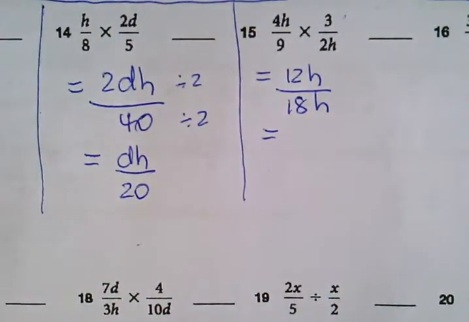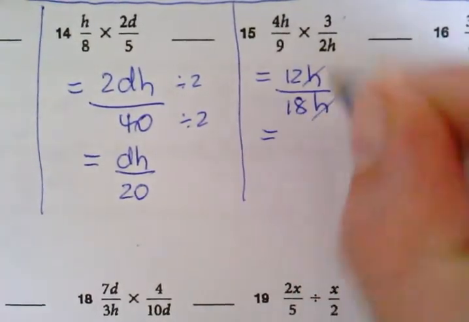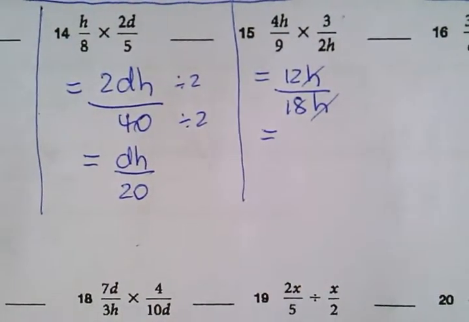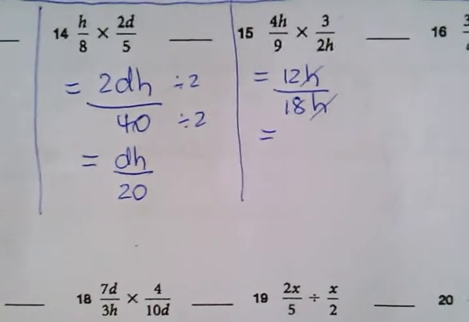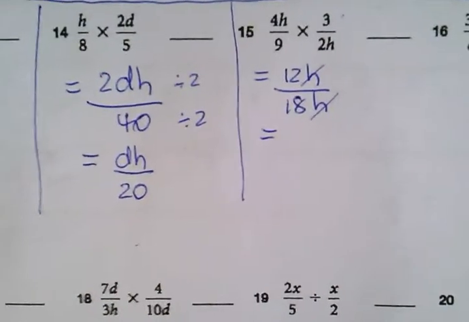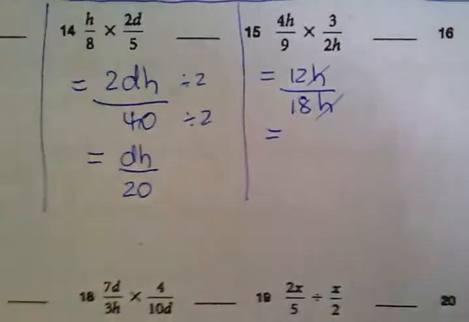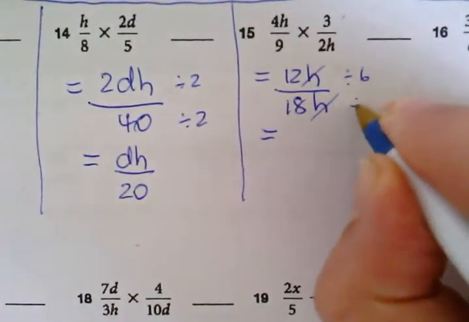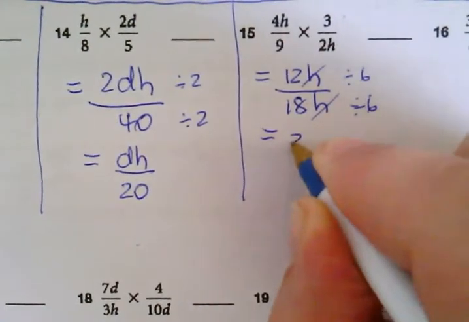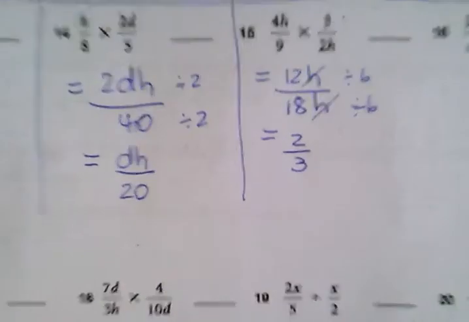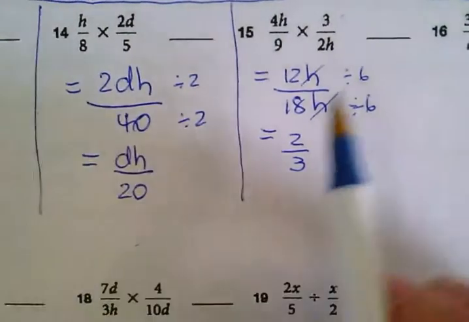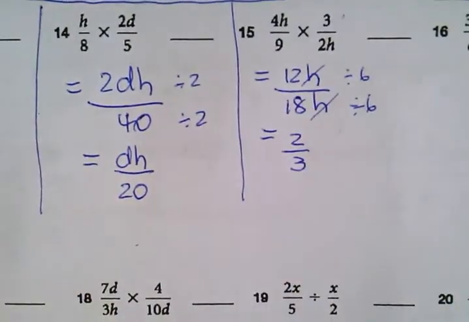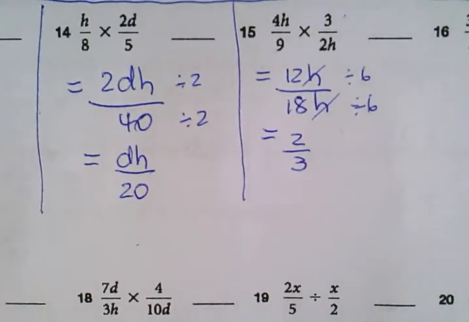Be careful. So h over h cancels and 1s go in their place. 12 over 18, what goes into 12 and 18? What times tables are 12 and 18 both in? They're both in the 6 times tables. 6 2s are 12. So what we're really doing is dividing numerator and denominator by 6, and our answer is 2/3, because you're dividing both the numerator and the denominator by 6.